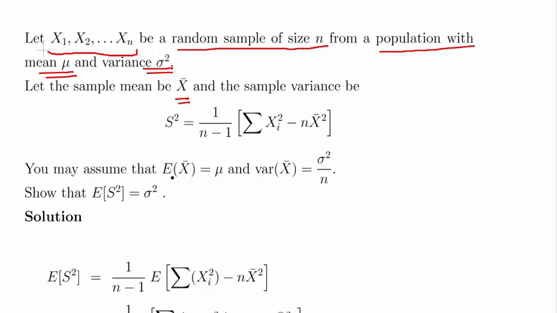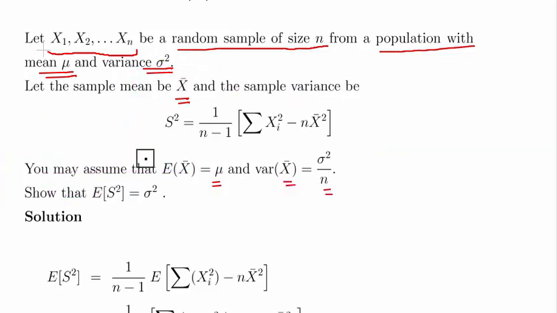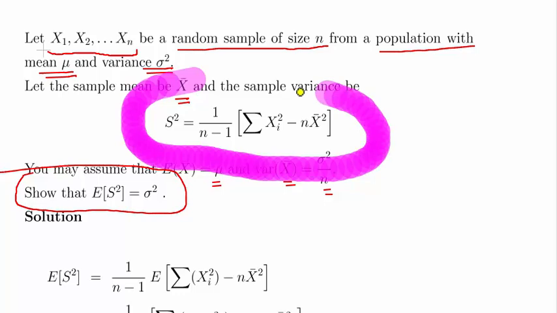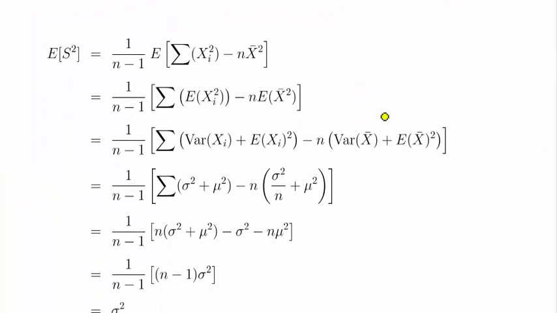Okay, you may assume that the expected value of x bar equals mu and the variance of x bar equals sigma squared over n. You just take this as given, and we don't have to demonstrate anything related to that in this video. What we do have to demonstrate is this part here. The key thing we're going to work on is basing ourselves on that formula. So here we go.